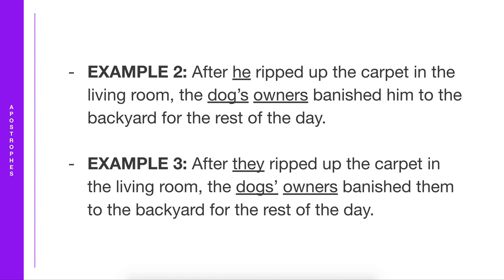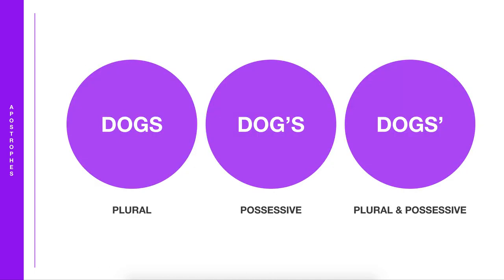Now, in both sentences, the dog and the dogs are possessive of their owners. They own their owners, like we just talked about. Our top sentence has D-O-G apostrophe S because there's just one dog that owns the owners. But our bottom sentence has D-O-G-S apostrophe to indicate that it is plural and possessive, to show that not only are there more than one dog, but all of them are possessive of the owners. So to summarize, it's important that we remember that there is plural, possessive, and plural and possessive.